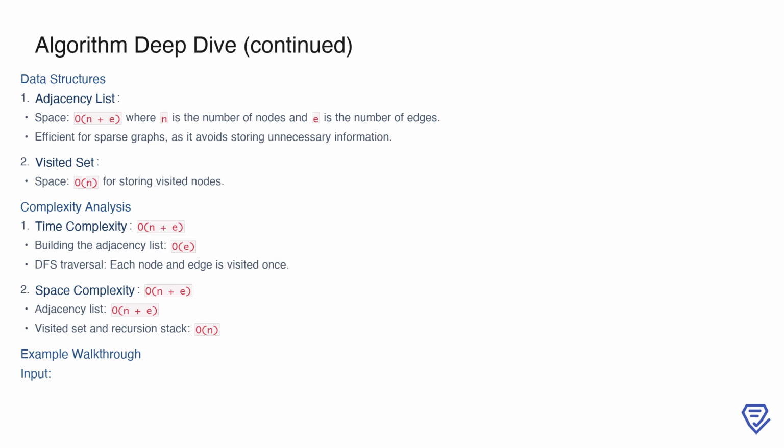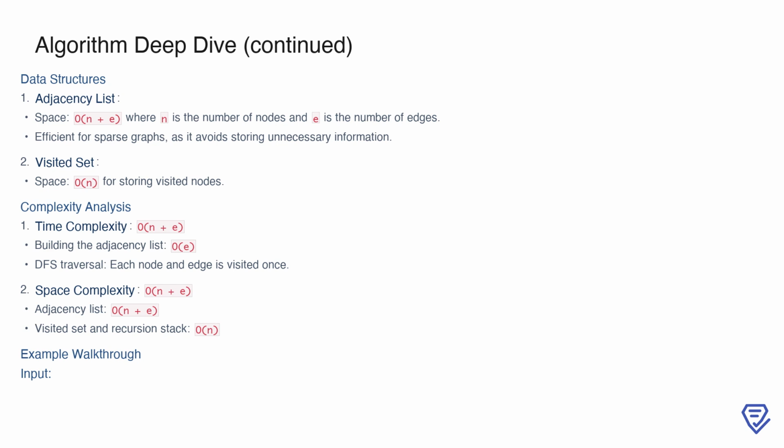Next, let's analyze the time complexity of the algorithm. Building the adjacency list takes O(e) time since we process each edge once. The DFS traversal takes O(n + e) time because each node and edge is visited exactly once. Combining these, the overall time complexity is O(n + e). Space complexity also includes the adjacency list, the visited set, and the recursion stack for DFS, all of which together require O(n + e) space. This makes the algorithm efficient for solving the problem within reasonable constraints.